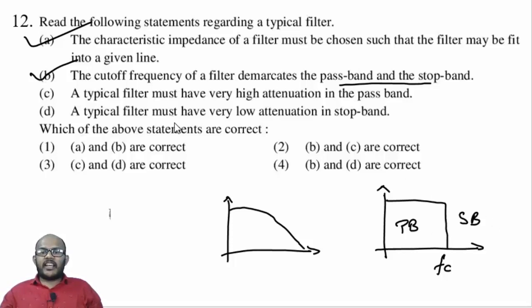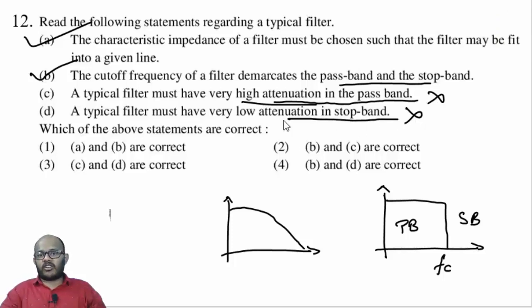What statement C they are telling is, a typical filter must be having very much high attenuation in the case of pass band. You should not be having any attenuation. That is what we require. But what they are telling is high attenuation. So this statement is false. What statement D they are telling is, a typical filter must have very much low attenuation in the case of pass band. This statement is also a wrong statement. If they are reversing the statement C and statement D, then C and D would have been correct. So statement A and B is correct, nothing but option 1 is going to follow.